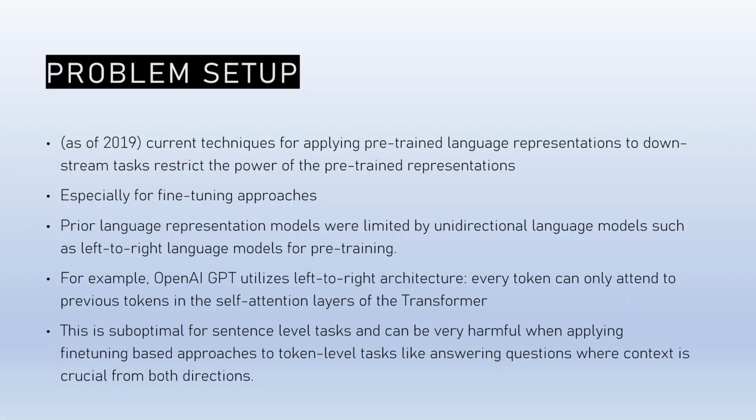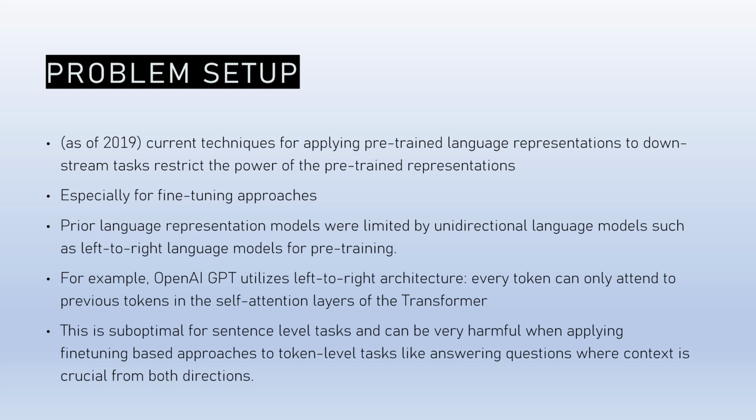The problem identified within the paper was that, as of 2019 at least, current techniques for applying pre-trained language representations to downstream tasks restrict the power of the pre-trained representations, especially for fine-tuning approaches. Prior language representation models were limited by the use of unidirectional language models, such as left-to-right or right-to-left language models for pre-training.